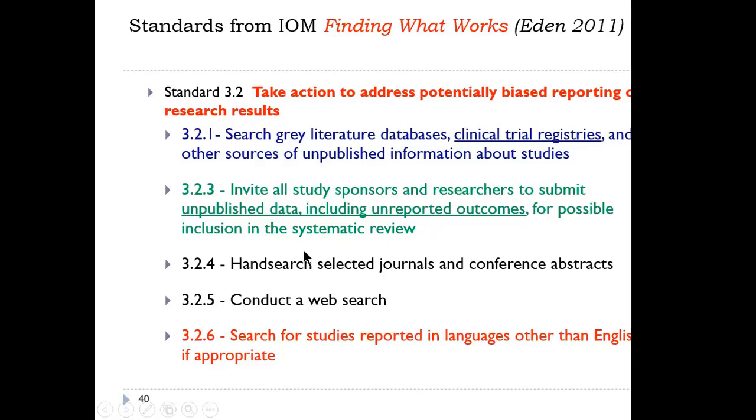And then there is something called hand search of selected journals and conference abstracts. I'll be talking about that later. So in the protocol, we have to mention all this. Conduct a web search, right? And search for studies reported in a language other than English, if appropriate. They advise that it is good if you can consider other languages also, but I think it will be difficult. In my experience, we haven't taken any articles in other languages. But if you want, you can. Articles in other languages always have the abstract in English, so you can get the essential information from the abstract.